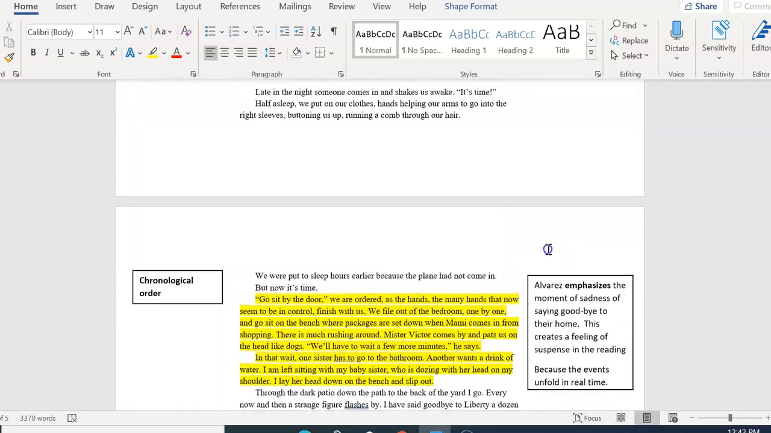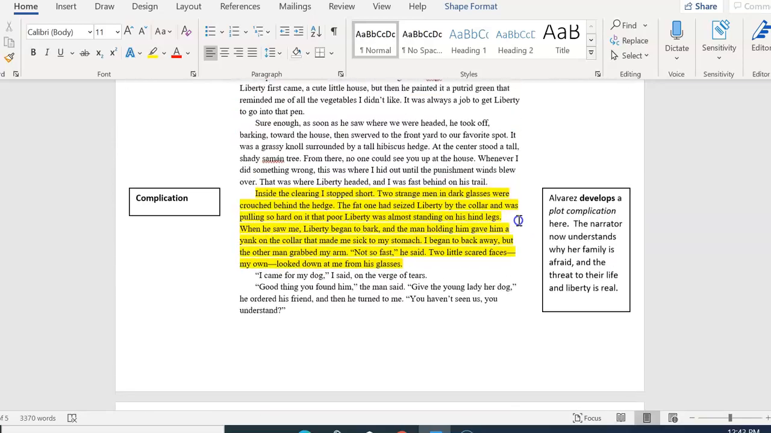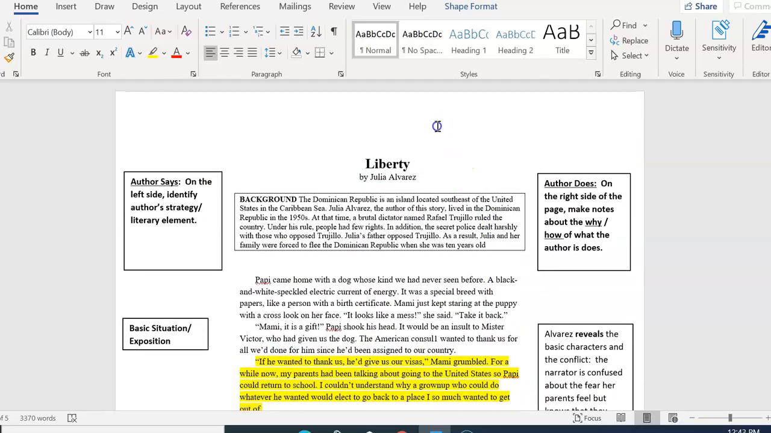So, all right, annotations are notes to yourself on the page using the author says, author does format, and these were on plot as a model. And then what you're going to do is go ahead and write some annotations for The Most Dangerous Game, but you can use this as a model to help you.